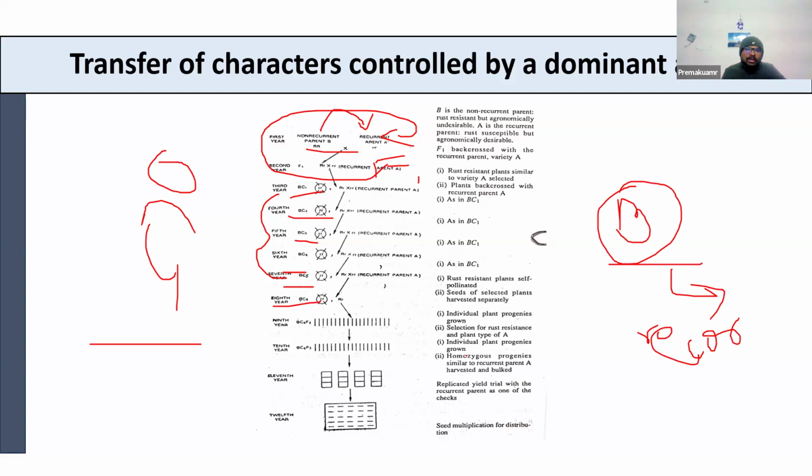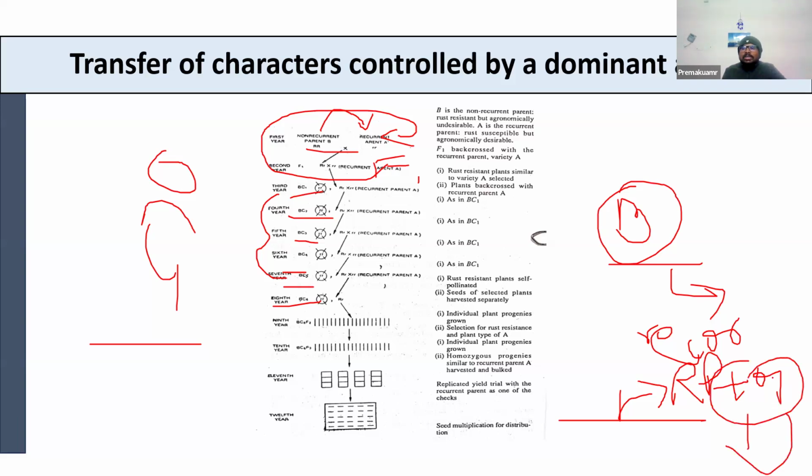Then after doing backcrosses, once you think you have attained the genotype with maximum similarity to the recurrent parent plus the gene of interest, you keep on selfing to get the gene of interest in homozygous condition. With maximum recovery of the recurrent parent plus homozygosity of the donor gene, you go for evaluation trials, replicated multiplication trials, then seed multiplication and distribution. This is a simple procedure for backcross breeding if the trait is controlled by a dominant allele.